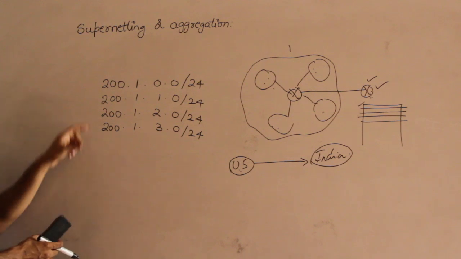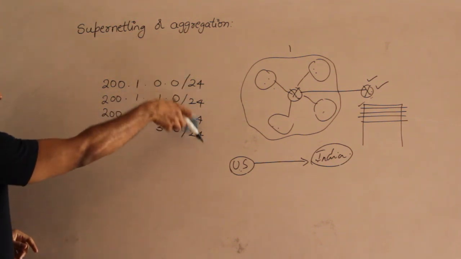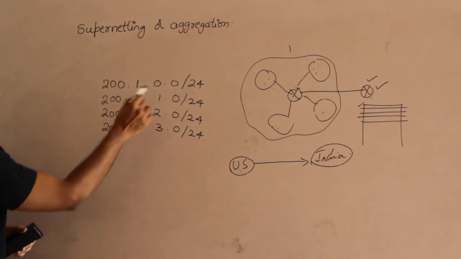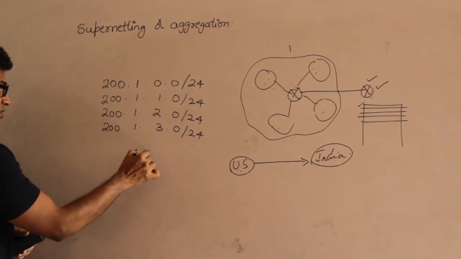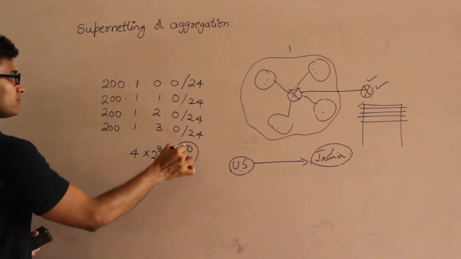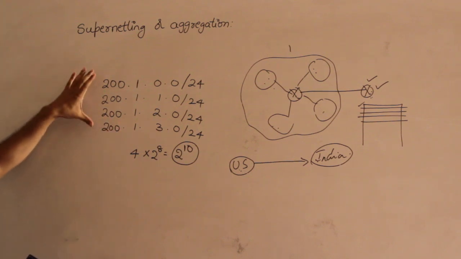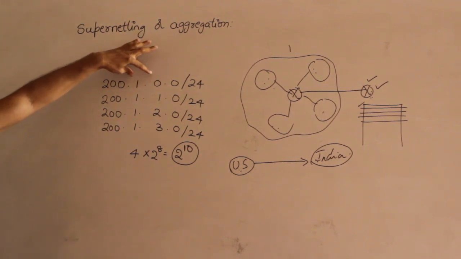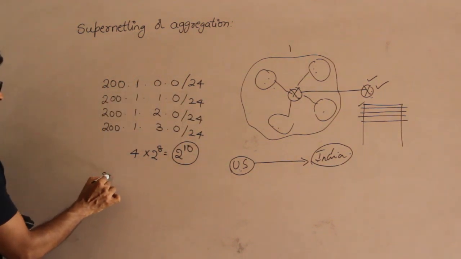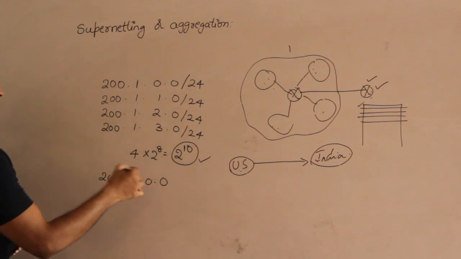And third point is the first IP address. What is the first IP address? 200.1.0.0 should be divisible by the size of the total supernet. What is the size of the total supernet? We have 4 networks in total, each of size 2 power 8, which means the total size is 2 power 10. Therefore, we are going to have a total of 2 power 10 IP addresses in the block. Therefore, the first IP address should be divisible by 2 power 10, which means if I take the first IP address, 200.1.0.0, and divide it by 2 power 10, then the remainder should be 0.